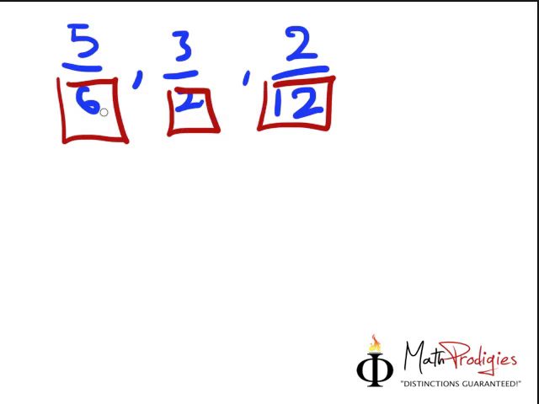And in this case, what's the biggest? It's 12. So therefore, we must times 2 to the 6 to make it 12 and times 6 to the 2 to make it 12. Now everybody is the same.